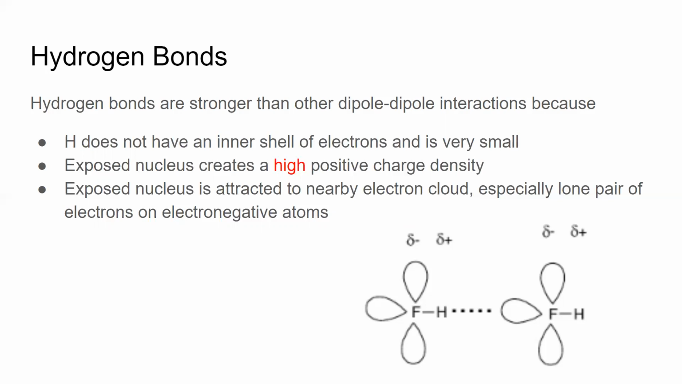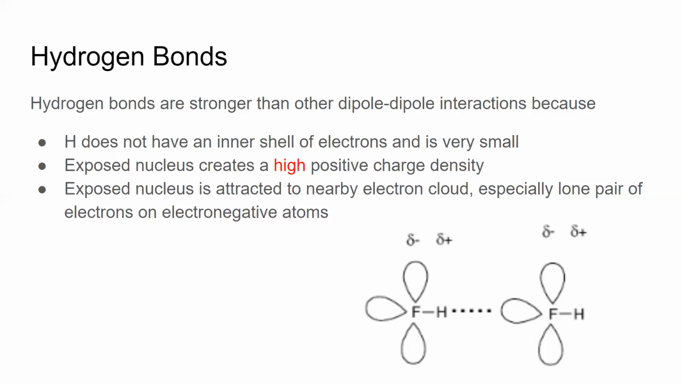Once you've pulled the valence electrons away to be shared with something like fluorine or chlorine, you're still not completely exposing the nucleus. Whereas with hydrogen, you're essentially exposing that nucleus and creating a high positive charge density. With carbon, you're pulling away a valence electron, but you still have two more electrons in there shielding that positive charge.